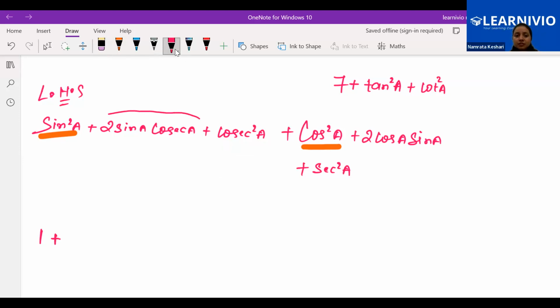Can you see this? This is sec. You can take the common. No, nothing is common. Check it carefully. Sine, cosec. Cos, sec. We can take two. We can take out common, but after that, I am asking you something. Sine A into cosec is what?